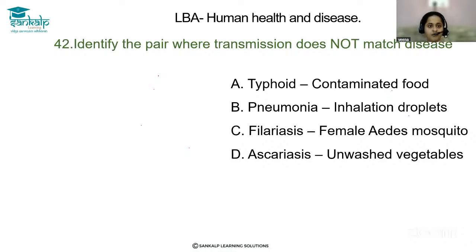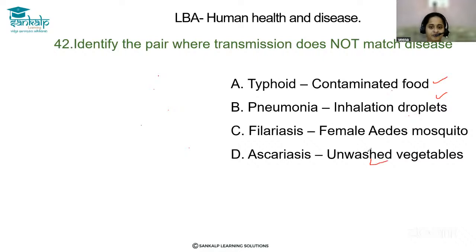Let's solve question 42. Identify the pair where transmission does not match disease. So, dear student, just read all the options properly. First one, typhoid, that is contaminated food. Pneumonia, inhalation of droplets. Yes, typhoid is transmitted through contaminated food only. Pneumonia is due to inhalation of droplets, right? And then ascariasis, yes, that is also through unwashed contaminated food and water.